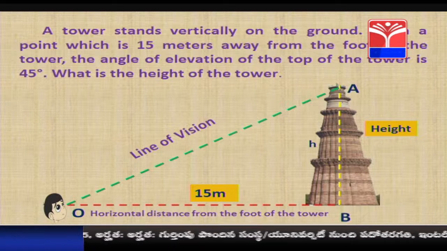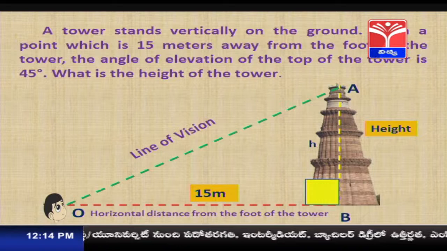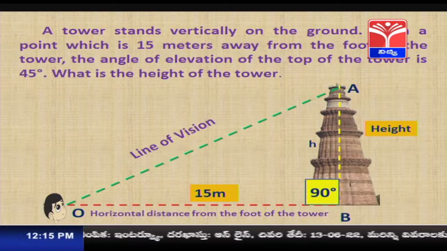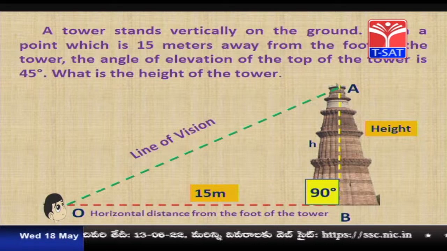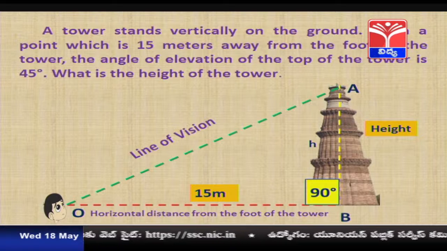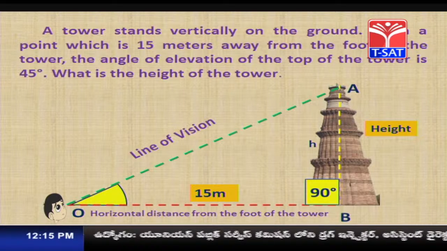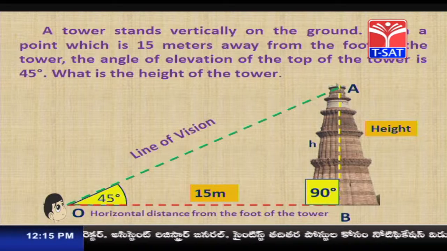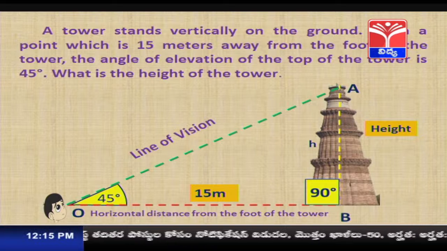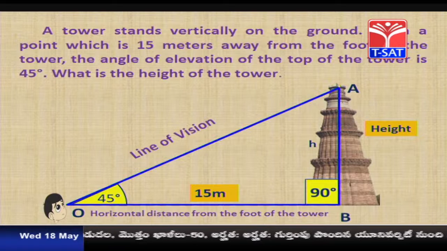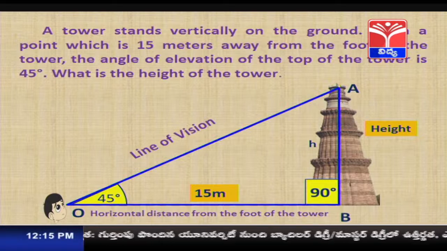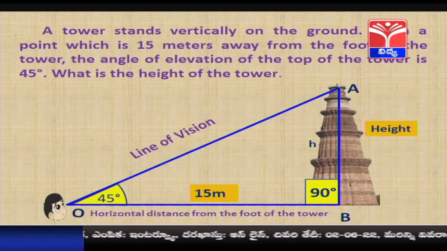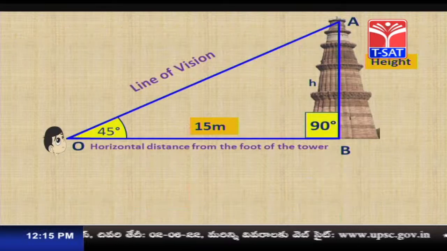Now I have to discuss the angle. What is this angle? 90 degrees, right? Therefore, triangle AOB is going to become a right triangle with the right angle at B, right? Now what is the angle of elevation here? How much is it? 45 degrees. That means the angle of elevation here is 45 degrees. Are you clear? So please see, is it a perfect right triangle or not? Now if we skip these pictures, we will be able to see only the triangle and its parts, right? Please see.